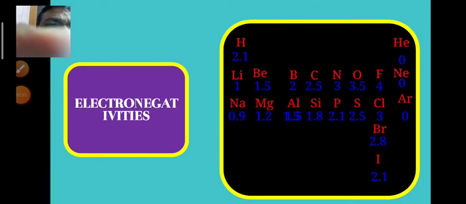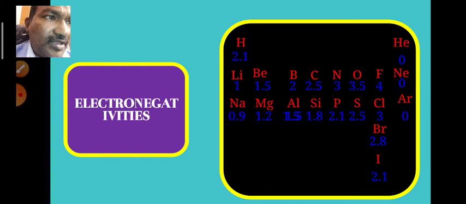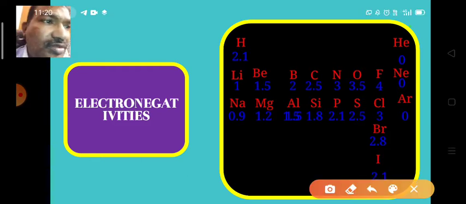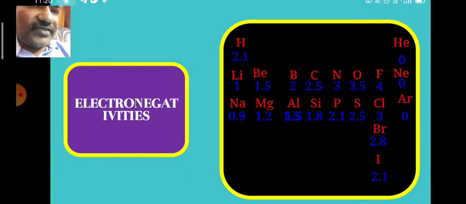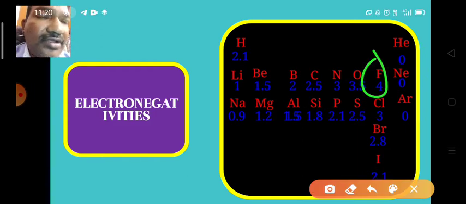Here, electronegativities of some elements are given. We have to learn them and we have to remember them. We know very well that electronegativity of the noble gases is 0, because earlier it was thought that noble gases do not participate in chemical bonding. So that's why their electronegativities are considered as 0, and fluorine electronegativity is fixed as 4.